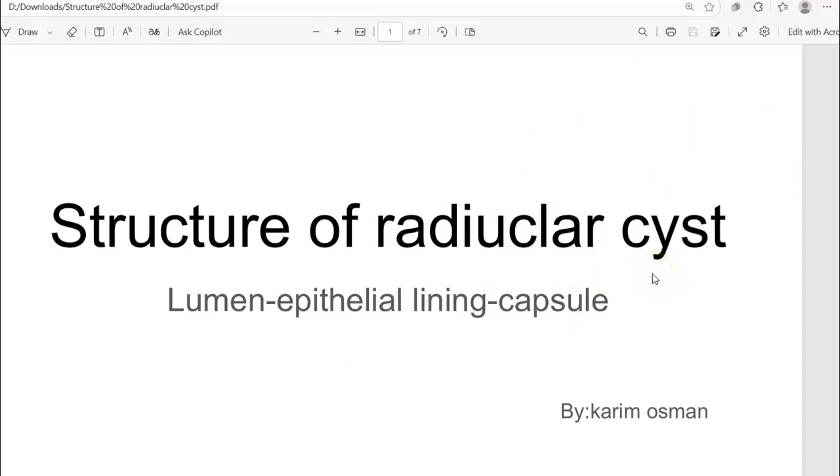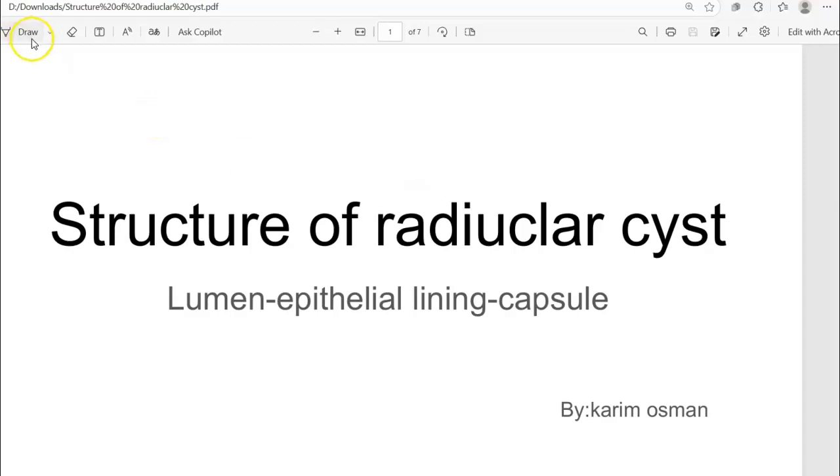So first of all, we have to understand the components of the thing in order to be able to understand it properly. Okay? So what do we have in the cyst? Actually, in the cyst, we have three main components, which are the lumen, the epithelial lining, and the capsule.